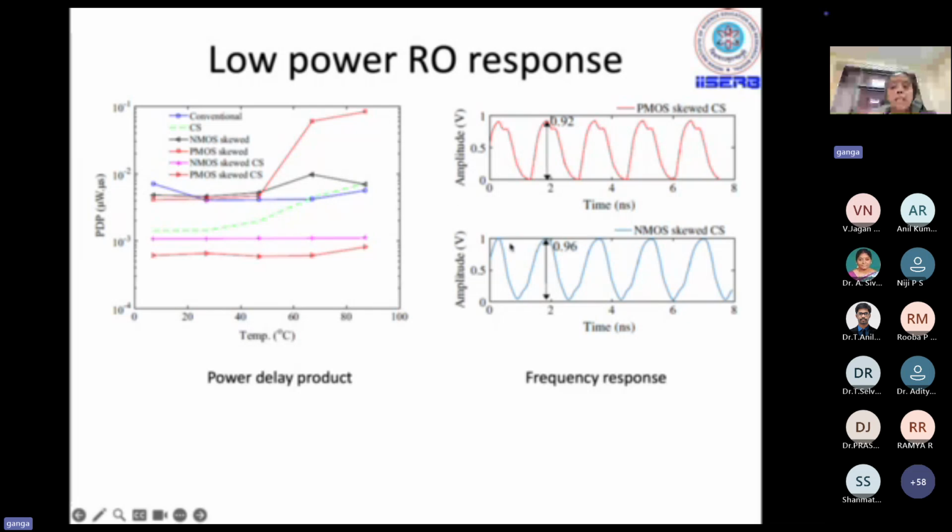In the right side figure, we can see the frequency response of the oscillator. These designs have been tested at 1 volt power supply. We are getting more than 90% of the swing with both the PMOS skewed current starved ring oscillator as well as the NMOS skewed current starved ring oscillator. So we are getting very good swing, and as you can see, the frequency of operation is also in terms of hundreds of megahertz.